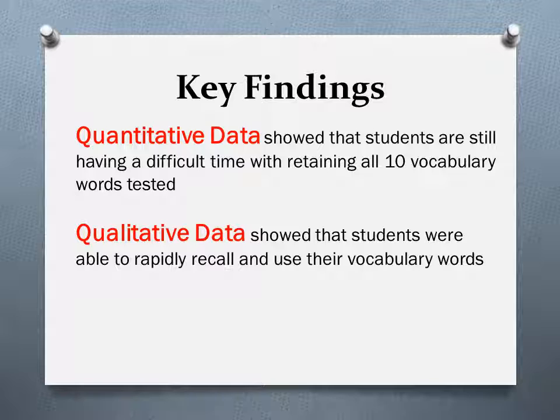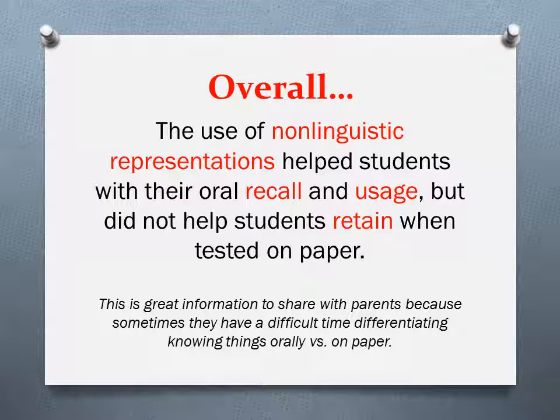The key findings from this action research project were that the quantitative data showed that students still were having a difficult time retaining all 10 vocabulary words that were tested. However, the qualitative data showed that students were able to rapidly recall and use their vocabulary words while reading orally and discussing with peers in guided reading groups. Overall, the use of the non-linguistic representations helped students with their oral recall and usage, but it did not help students retain when tested on paper.